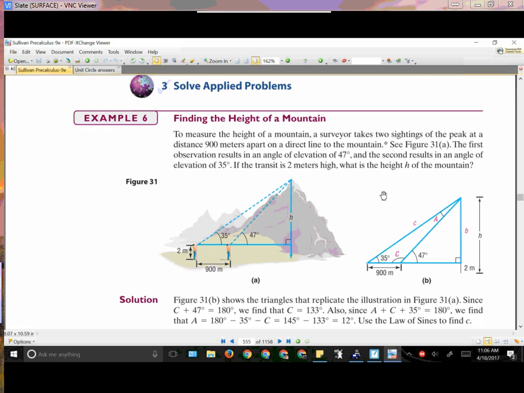So, finding the height of a mountain. Doesn't this look like fun? Let's walk through one of these possibilities.